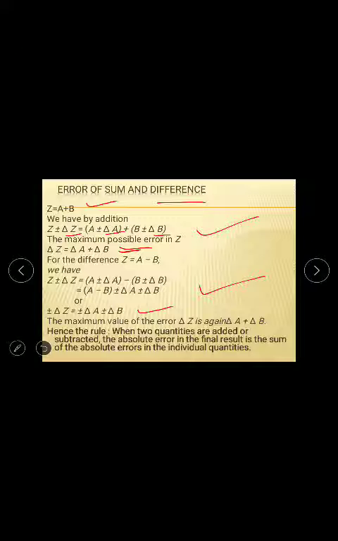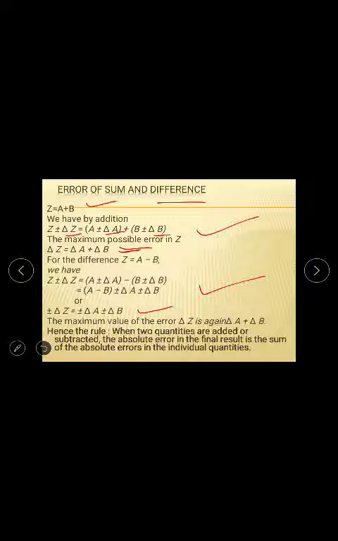So Z is equal to A plus B, but their absolute errors should be added, that is delta Z is equal to delta A plus delta B. Secondly we have taken Z equal to A minus B, but their absolute errors must be added. So this rule you have to know: when two quantities are added or subtracted, the absolute error in the final result is the sum of the absolute errors in the individual quantities.